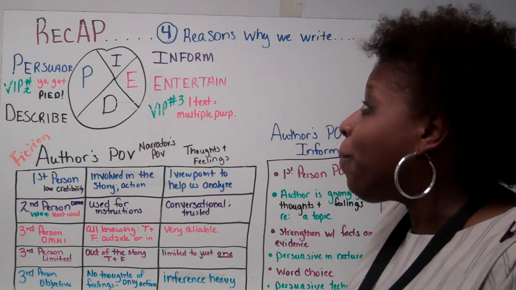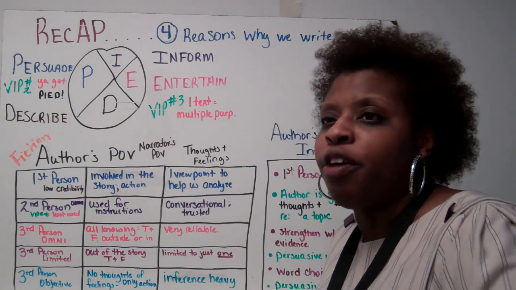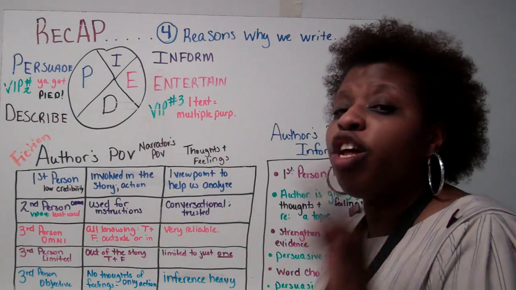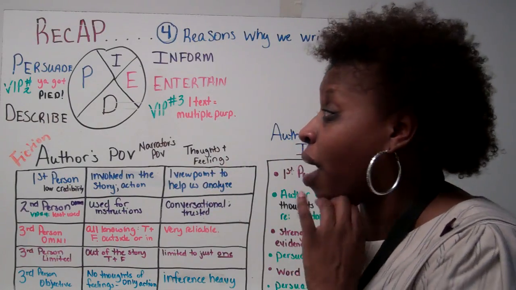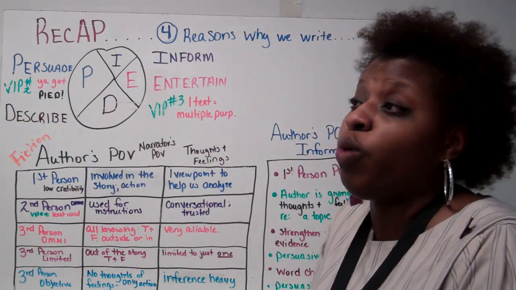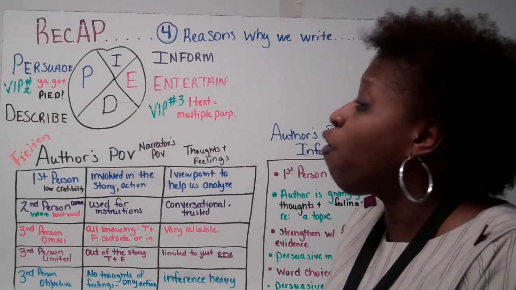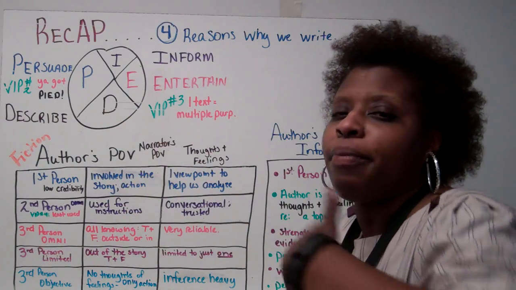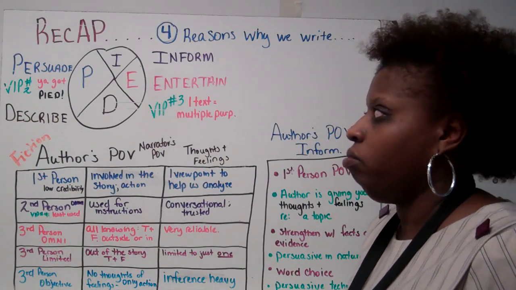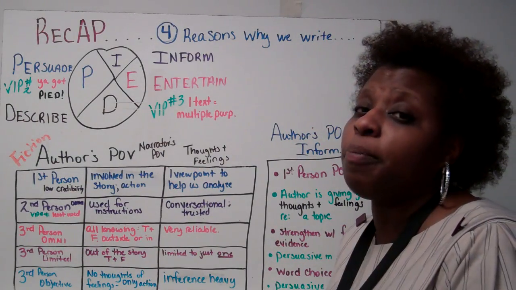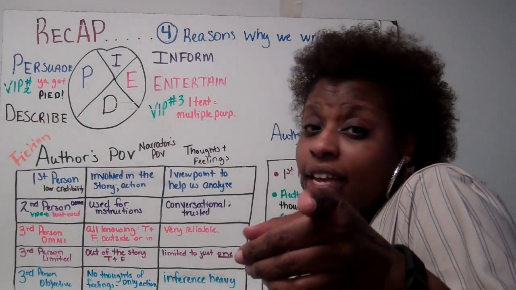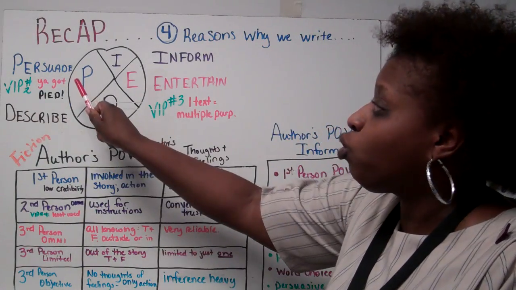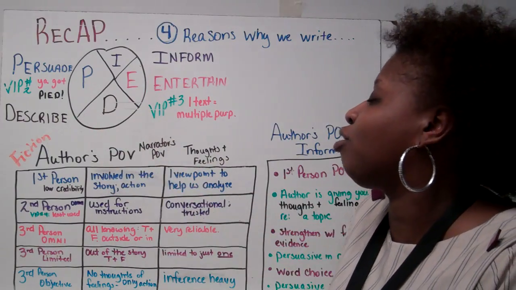And they're right. But there's one more we want to add now that we are a little bit older. We want to add D, describe. So there are 4 reasons why an author writes. Number 1, they write to persuade you. They write to inform you. They write to entertain you. And they write to describe things to you. So, instead of a piece of pie, how about saying, you got pied? VIP number 2. Persuade, inform, entertain, and describe.